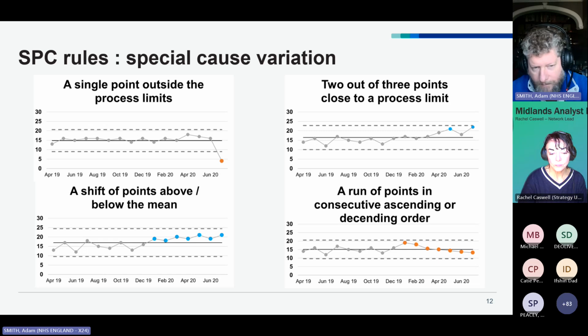Very similar one is a run or a trend. This is where we've got six or more consecutive ascending or descending points. This time it can cross the mean line.